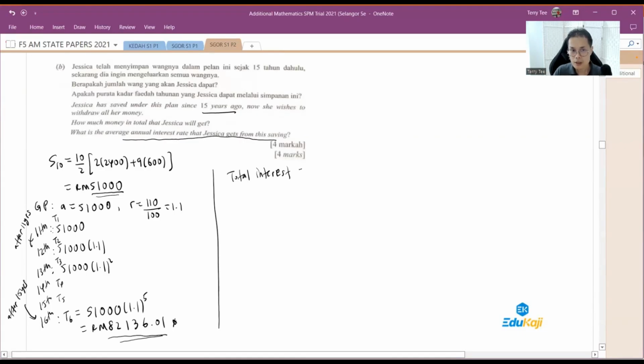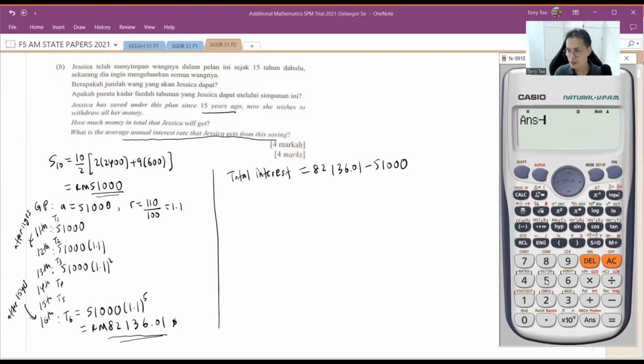So the total interest will be 82,136.01 minus 51,000. Okay, so that's your total interest. Let me just take the difference. This minus 51,000. So how much interest are you getting here in total? 31,300.